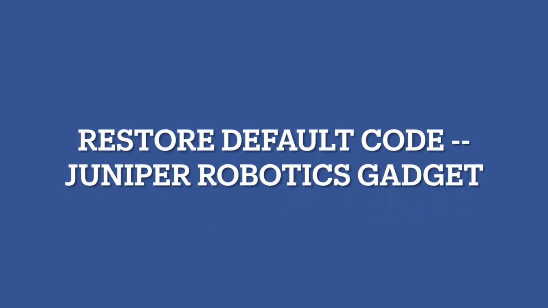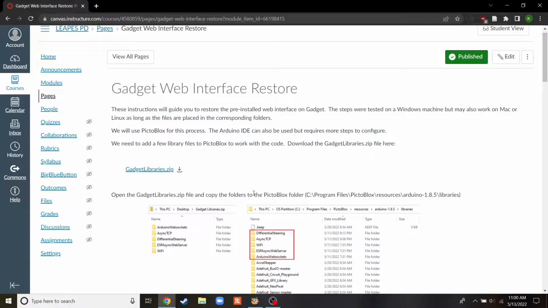Hi, today I'm going to show you how to restore the default from Juniper Robotics on your Juniper Robotics gadget. Currently, the gadget I have is set up to have some different code on it to where it's spinning in a circle, and it's also not producing a Wi-Fi signal anymore to connect to.